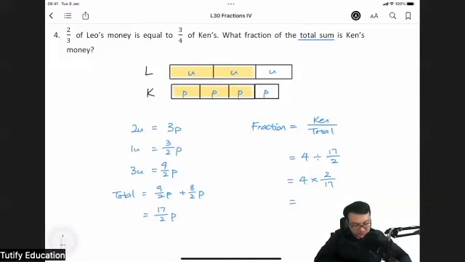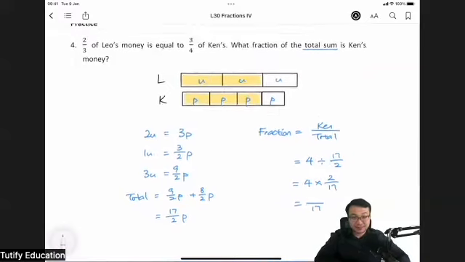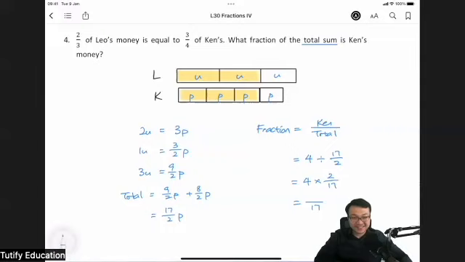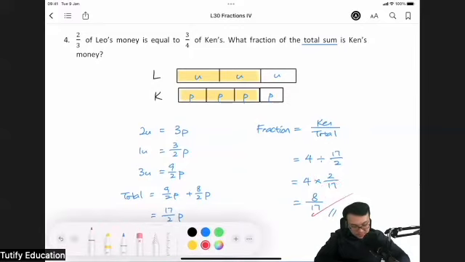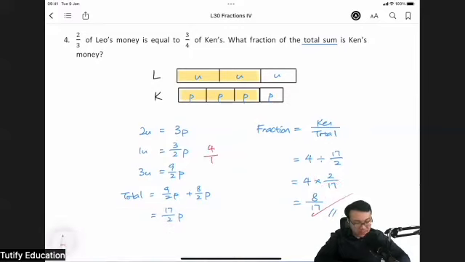4 times 2. Tell me the final answer. 4 times 2 is what? 8. Yes. So we get the fraction 8 over 17. Must I take 4 times 17? No, because 4 is actually 4 over 1. So even if you multiply, it's 1 times 17, so the 17 stays the same. Okay, very good. Well done, Tianru.